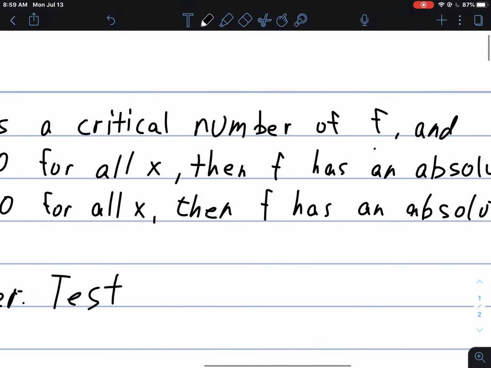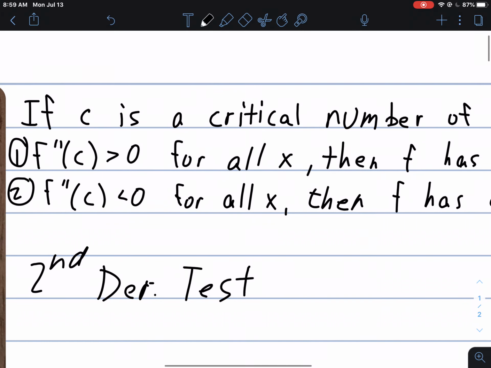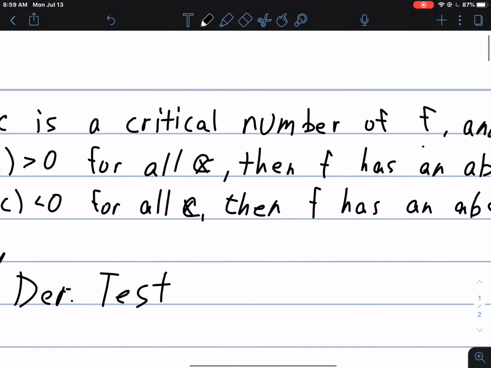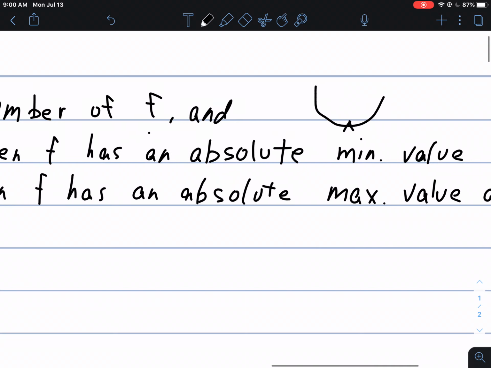And then conversely, if f double prime, our second derivative, is negative for all values of x, I guess I could call these c values, I don't have to call them x values. So if f double prime of c is negative for all values of c, then that would mean our function's graph is concave down, which would mean that our function has an absolute max at that value.